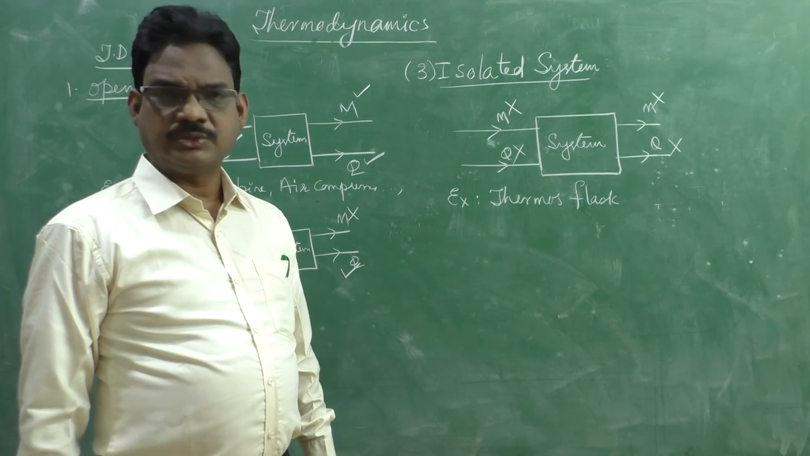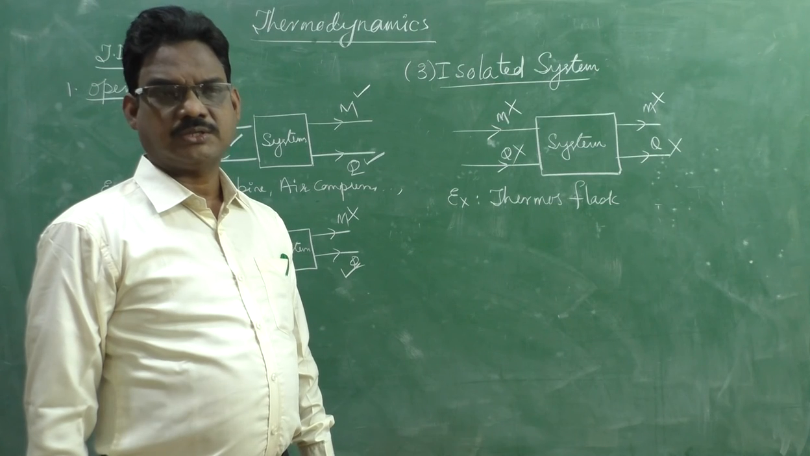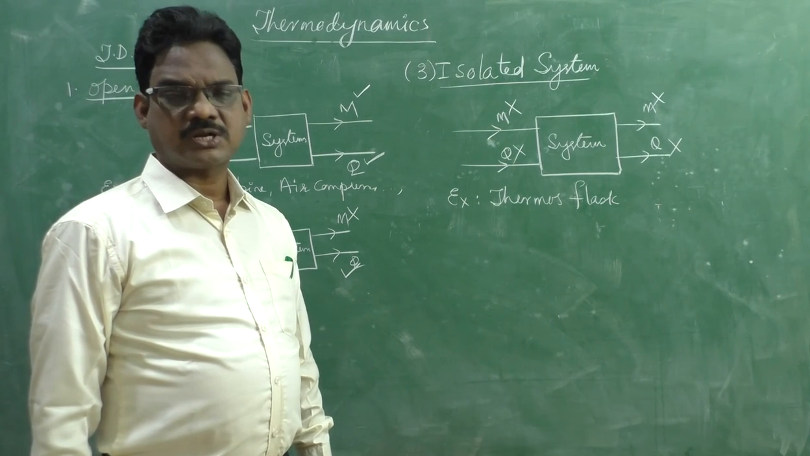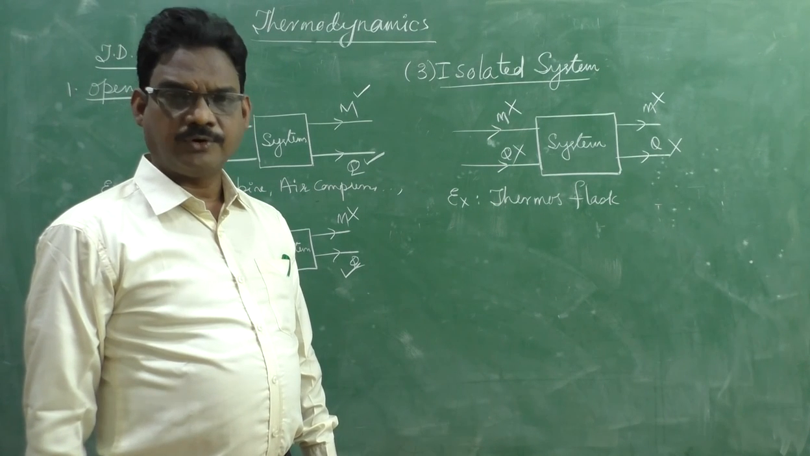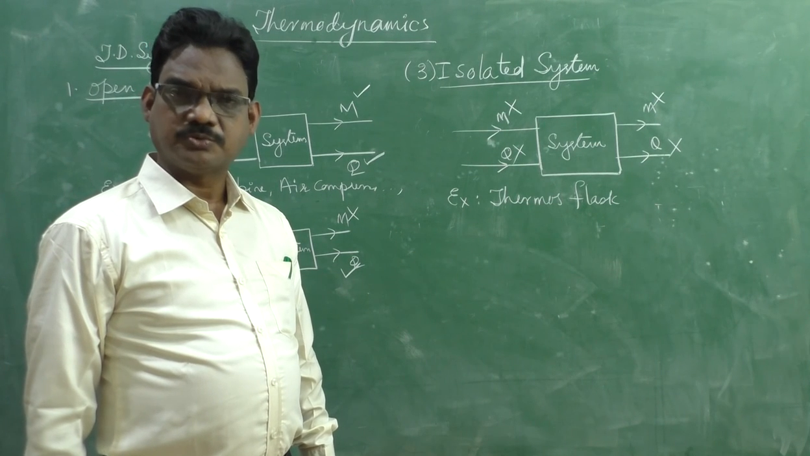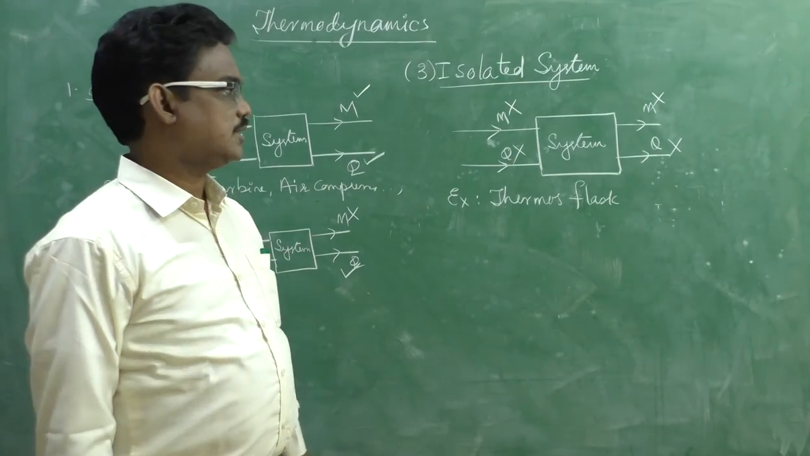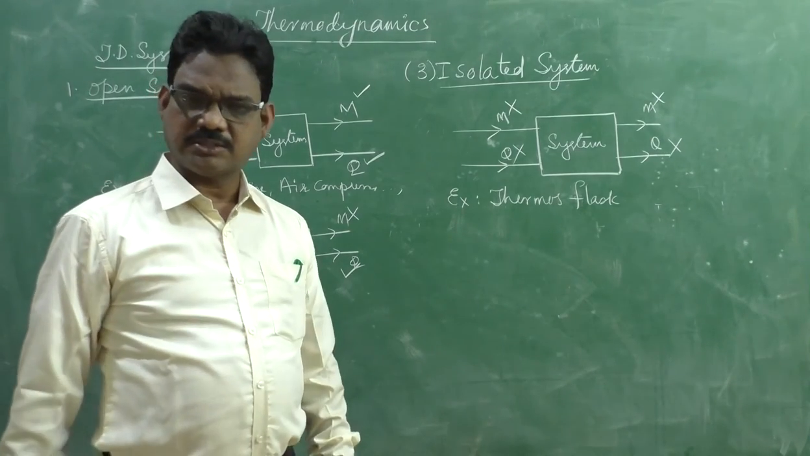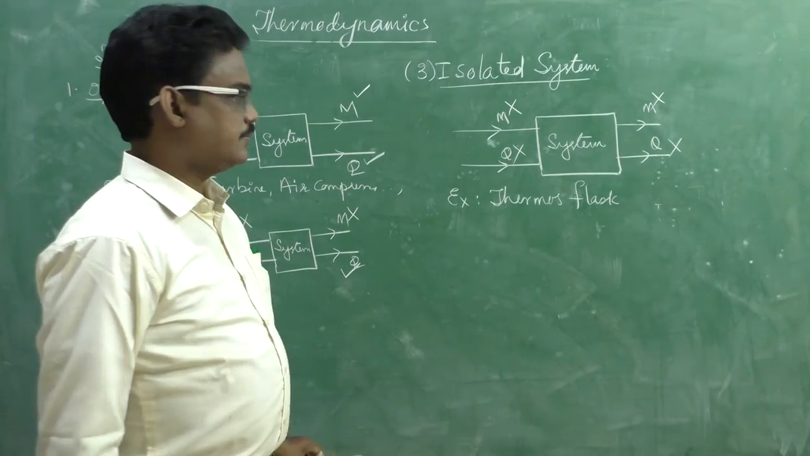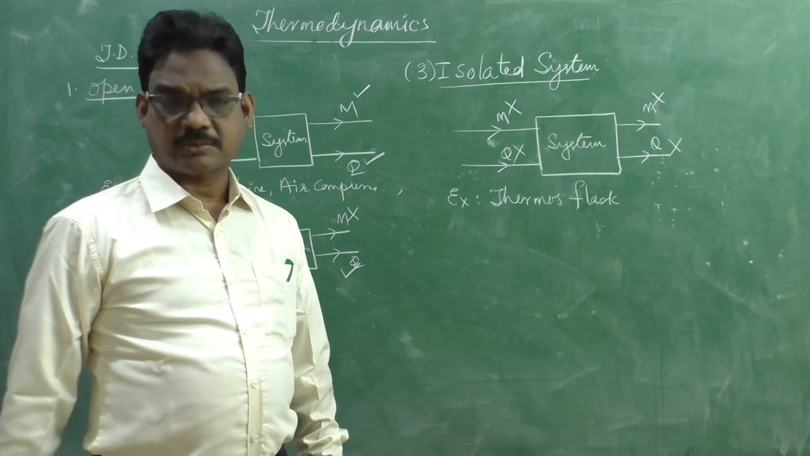Okay, there is no heat transfer from the system to surroundings or surroundings to system. Therefore, mass transfer also will not be there, and therefore the quantity of water which is poured in remains the same. The heat energy also remains the same. Therefore, the best example of an isolated system is the thermos flask.